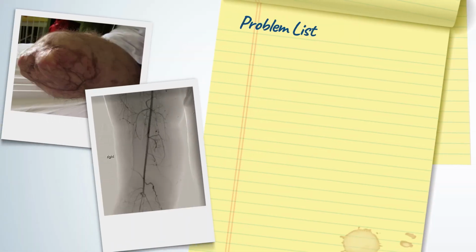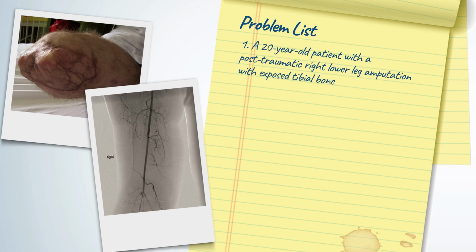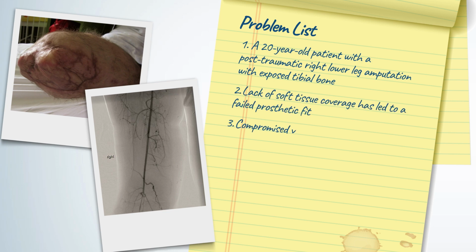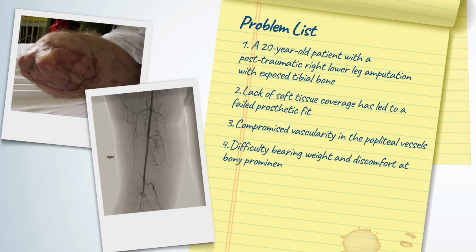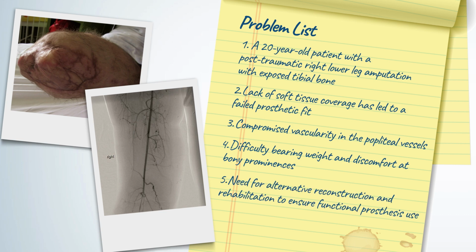So the problem list: we have a 20-year-old male patient with right lower leg amputation with exposed tibial bone. Lack of soft tissue coverage has led to the failed prosthetic fit. Compromised vascularity in the popliteal vessels. Difficulty bearing weight and discomfort at bony prominence. And finally, need for an alternative reconstruction and rehabilitation to ensure functional prosthetic use.